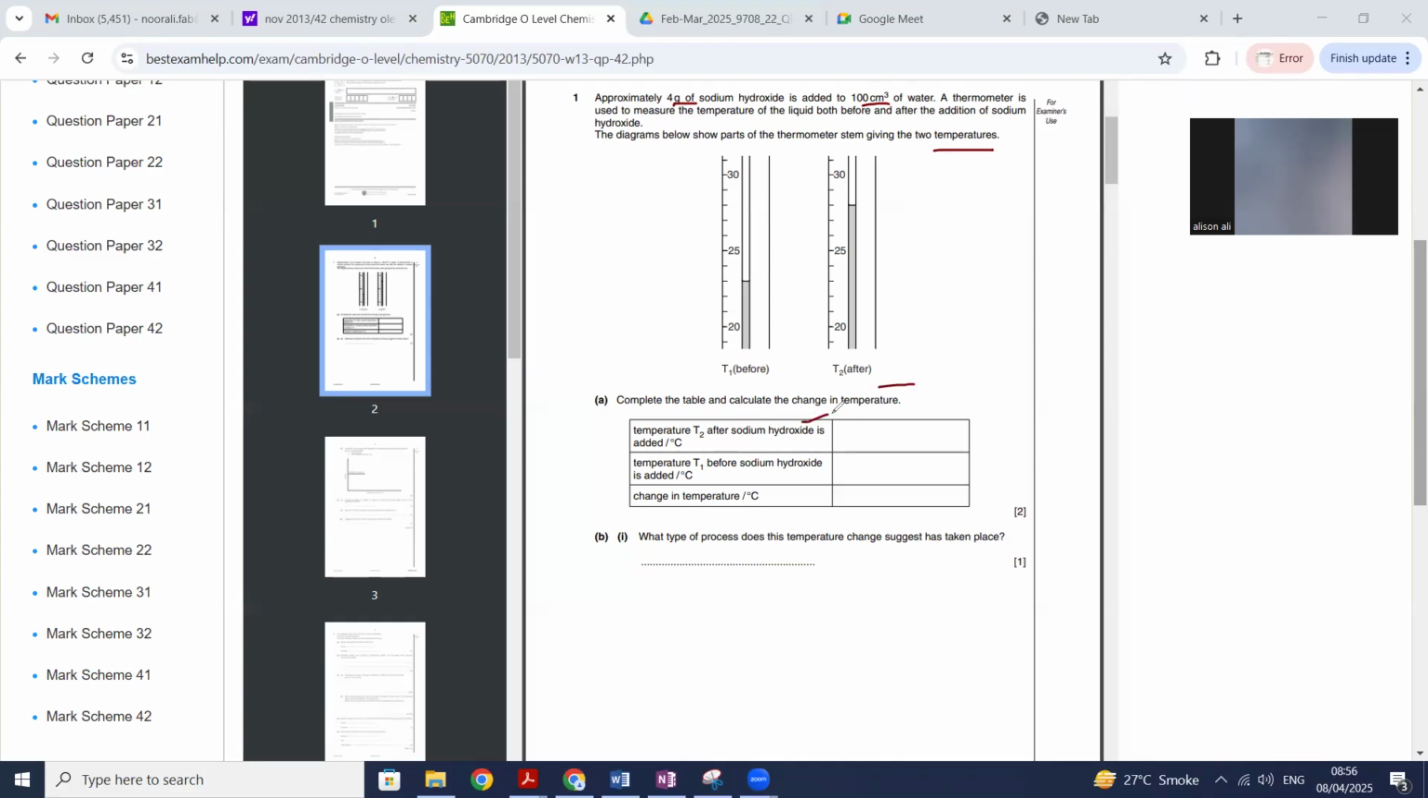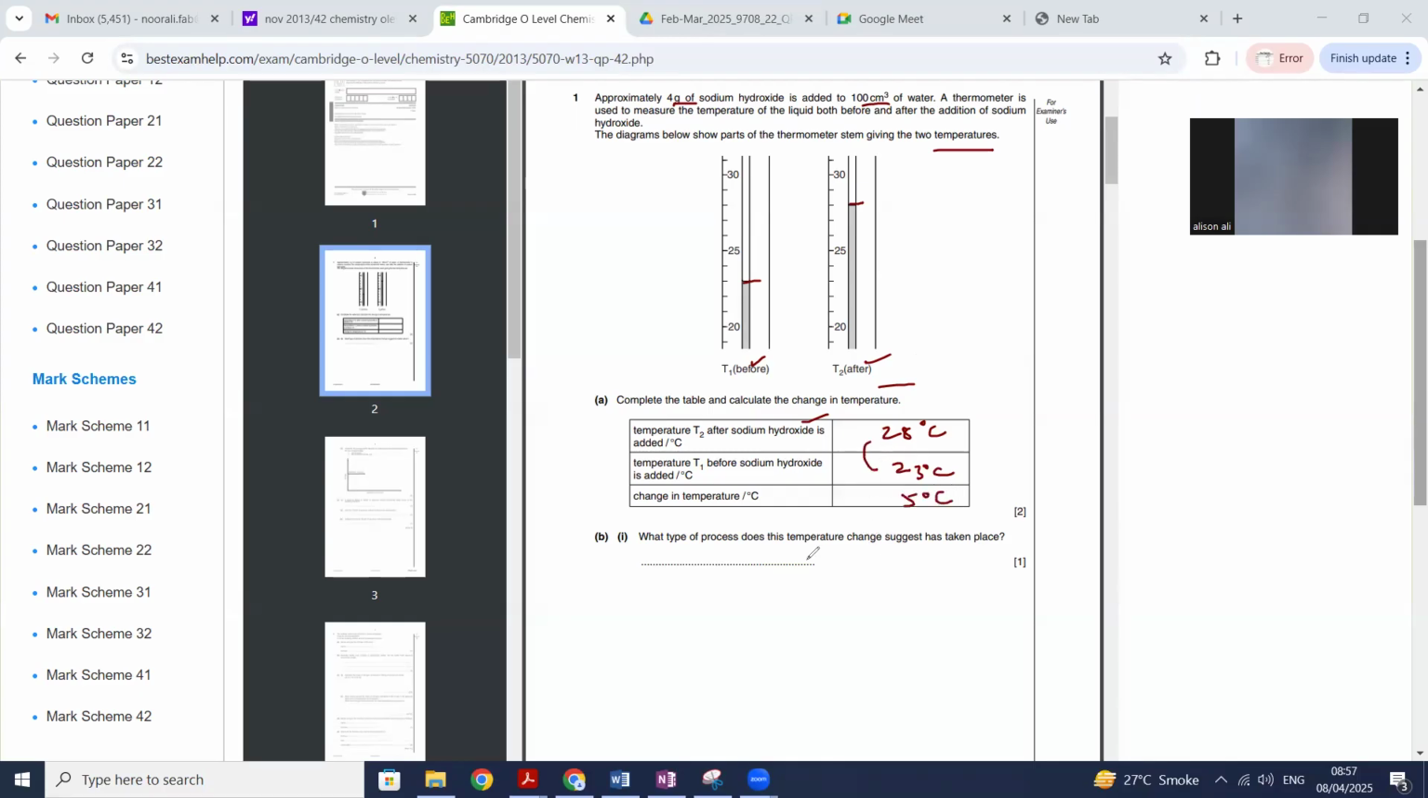Temperature after sodium hydroxide is added. This is after. Always read the question. Okay. So after it is approximately what? 28. And it is in what? Okay. So it is 28 after, before 23. Difference, subtract the two.